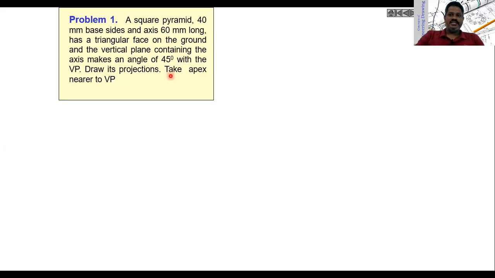So with these two conditions, we need to draw the projections of the square pyramid of base 40 mm and height 60 mm. I read out the problem once again. A square pyramid of base 40 mm side and axis 60 mm long, one of the triangular faces of the square pyramid is lying on the ground, on HP. Then the axis of this square pyramid is also making 45 degrees with VP. With these two conditions, we need to draw the projections of the pyramid.